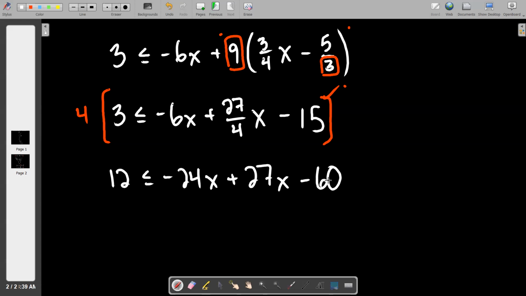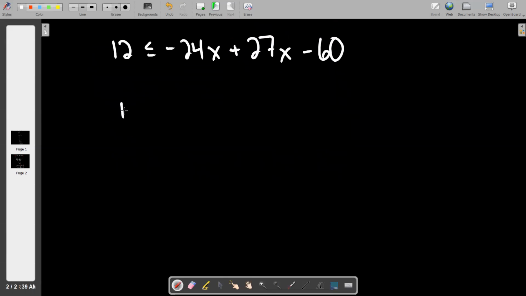And I know, again, having spent several hours intimately looking at these papers, a lot of points lost for people forgetting to finish the job. You got to go there, there, there, and there. A lot of points lost for that. Everybody in the equation gets treated the same. You scale something up by 4, you scale everything up by 4. And then we're home free. We get 12 is no more than, what's negative 24x plus 27x? 3x.